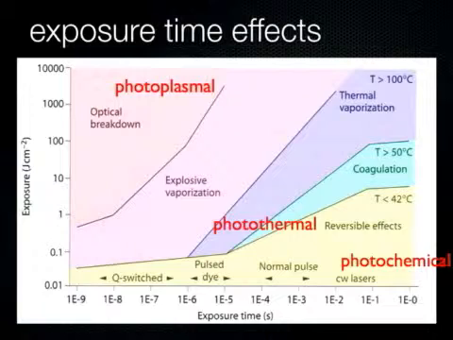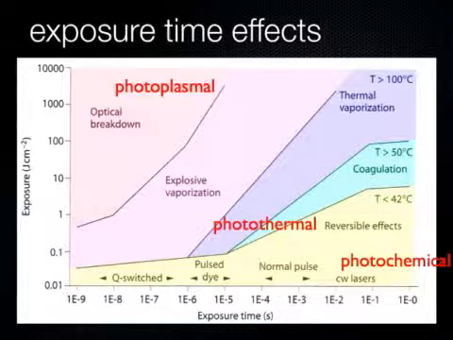So here is a graph with lots of zones on it for what happens when a laser hits tissue. On this axis, it's the energy that is being deposited into the tissue per unit area. So this is how much energy is going into the tissue. And on this axis, it's how long the exposure happens.